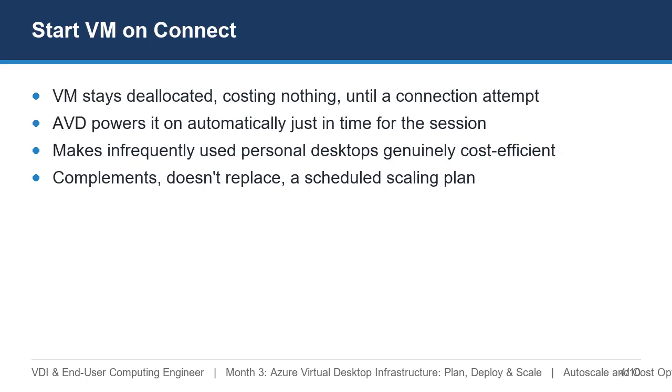Start VM on Connect lets a session host sit deallocated, costing nothing, until a user actually tries to connect, at which point Azure Virtual Desktop powers it on automatically just in time for the session to begin. This is what makes a personal host pool genuinely cost-efficient for users who don't need their desktop every day. It complements a scheduled autoscale plan rather than replacing it. The plan handles predictable patterns. Start VM on Connect handles the unplanned case.